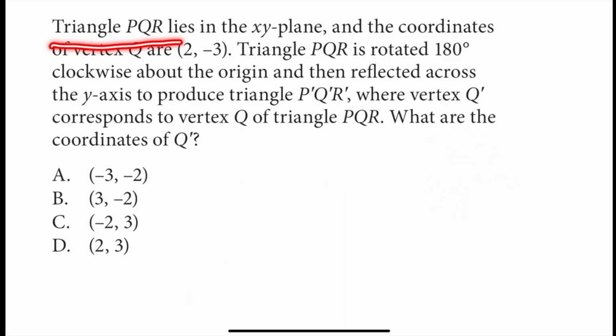Triangle PQR lies in the XY coordinate plane, and the coordinates of vertex Q are 2, -3. Triangle PQR is rotated 180 degrees clockwise about the origin and then reflected across the y-axis to produce triangle P', Q', R', where vertex Q' corresponds to vertex Q of triangle PQR. What are the coordinates of Q'? Interesting. So first of all, the triangle is rotated 180 degrees clockwise and then reflected across the y-axis. So it has 2 transformations: 1 rotation and then a reflection across the y-axis.